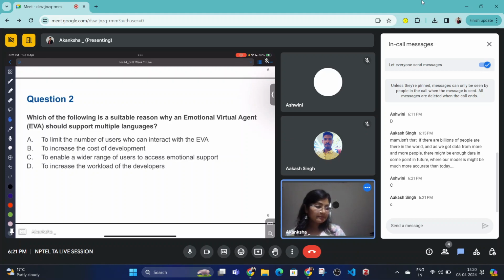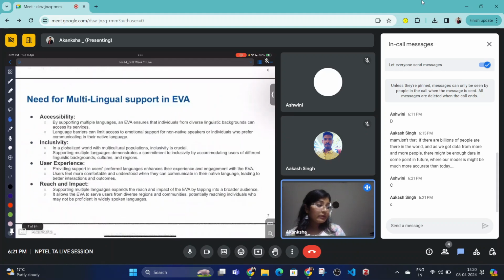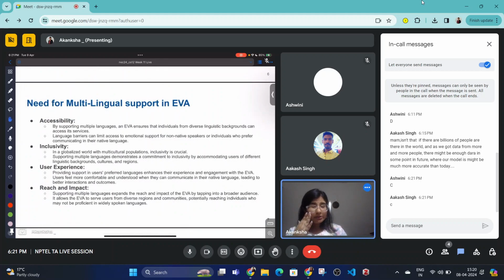Okay, so why do we need multilingual support? The first point is to enhance accessibility. If we have included multiple languages, a person who knows only Hindi can also use that agent and benefit from it. It ensures that individuals from diverse linguistic backgrounds can access its services.